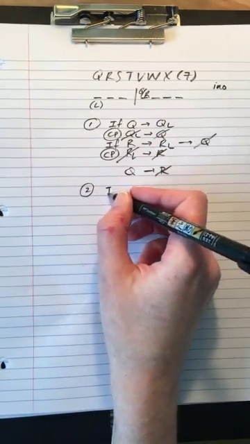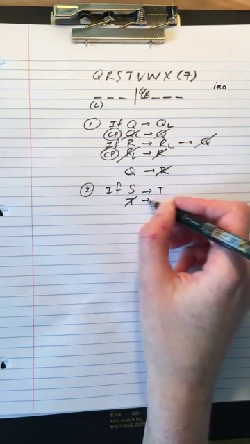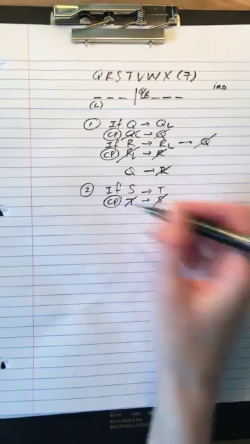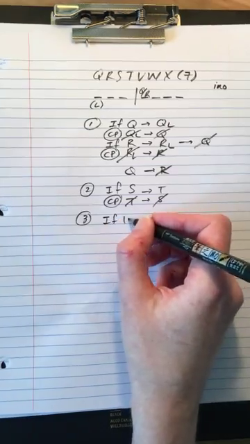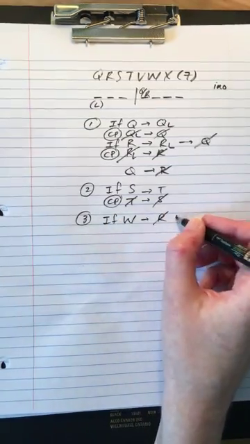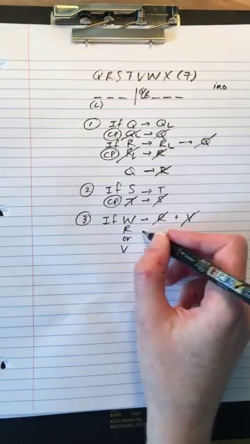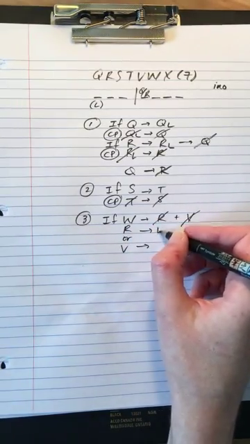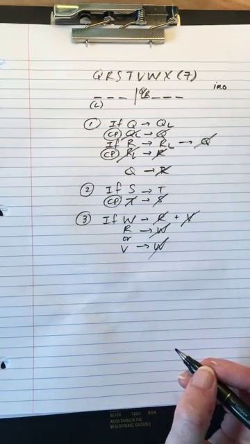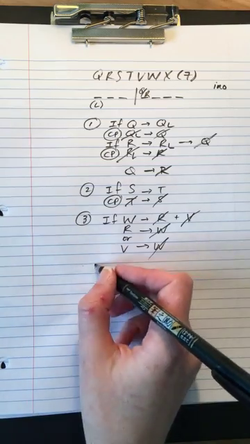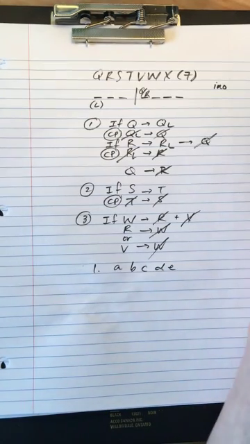Rule 2, if S is a project member, then T must be. If T is not, S is not, is our contrapositive. Rule 3, if W is in, then R is not and V is not. So if R is in or V is in, then W must be out. Okay, great. So question 1, we're just going to go rule by rule and eliminate the rule breakers.